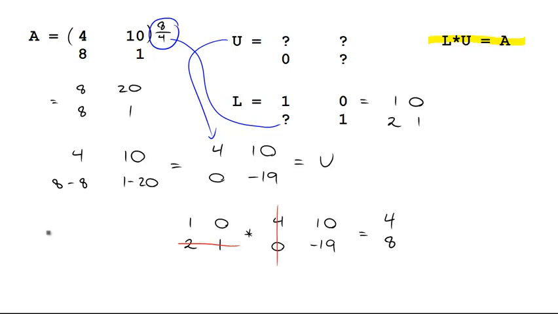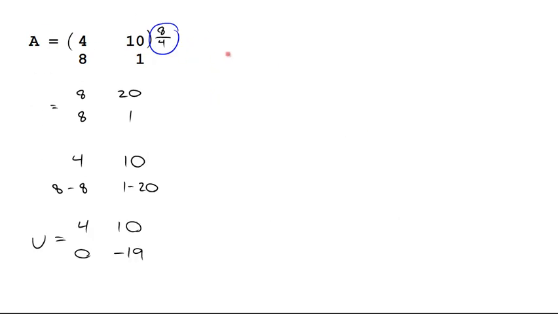We can do a similar thing for the upper right and the lower right values. Here we've got 1 times 10 plus 0 times negative 19. And finally, we've got 2 times 10 plus 1 times negative 19, which of course is equal to 1. And indeed, we've come back to our original matrix, and it looks like we've done the LU decomposition correctly for this one. So let's figure out how computationally intense that was.